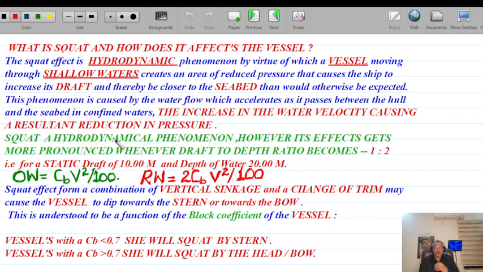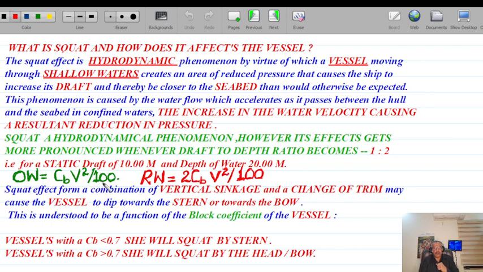So squat, a hydrodynamical phenomenon, has effects that get more pronounced whenever the draft to depth ratio is 1/2. In other words, to give an example, if your draft is 10 meters and you're entering a depth of 20 meters or maybe a little more than that, the effect of squat starts working upon you. The pronounced effect of squat starts when the depth to draft ratio is 1/2. In other words, your draft is 10 meters and depth is 20 meters.